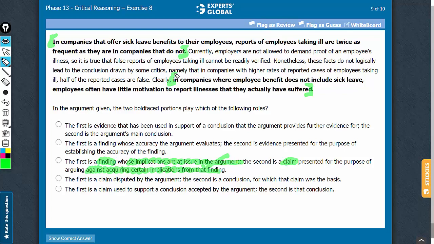So the second boldface suggests that one must not hastily conclude that the cases reported are false. So yes, the second boldface argues against acquiring certain implications from the findings stated in the first boldface here. C is the correct answer choice.